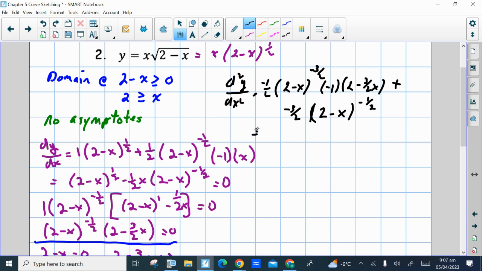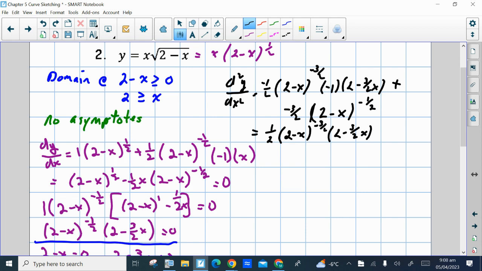So we can simplify that a little bit. We've got negative 1/2 times negative 1, which will be positive 1/2. 2 minus x to the negative 3/2 times 2 minus 3/2 x minus 3/2 times 2 minus x to the negative 1/2.